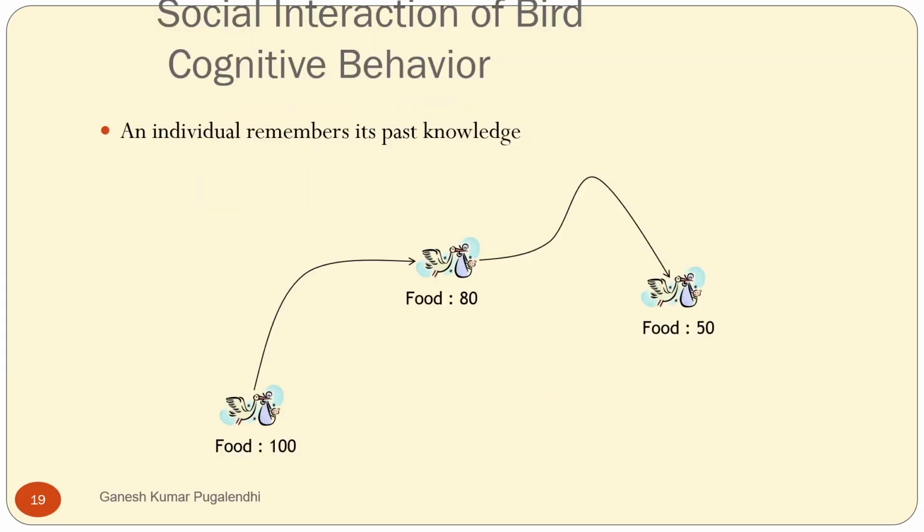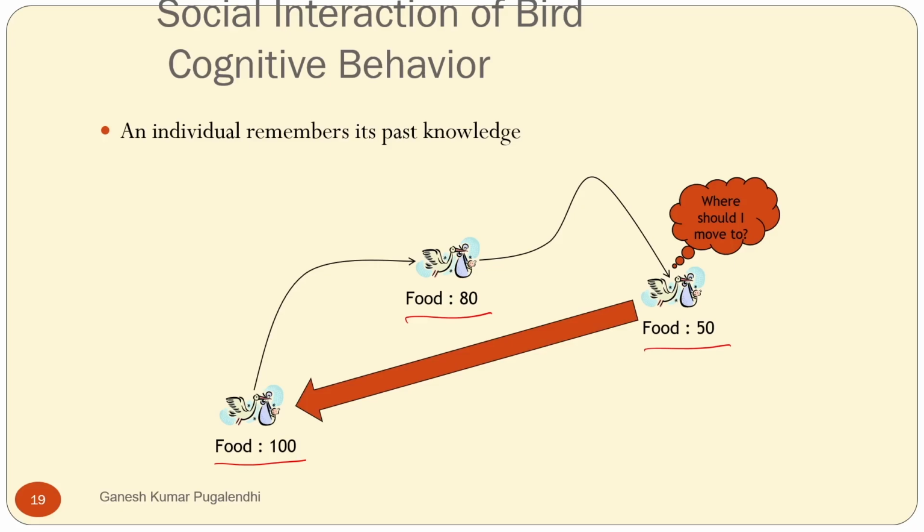So how does the social interaction of birds happen? Look at this: in the group of birds, each individual, this bird is 100, this bird is 80. Now this individual bird remembers its position. Originally it got 100, over the flying it got 80 and 50. Since it remembers its past knowledge, what position will it take? It will go back to this 100. So this is its individual cognitive behavior.